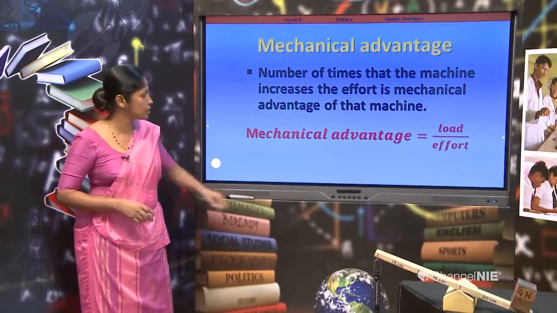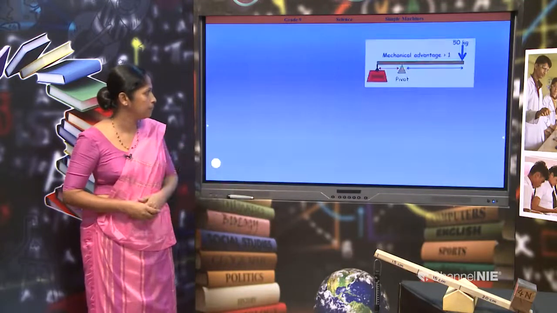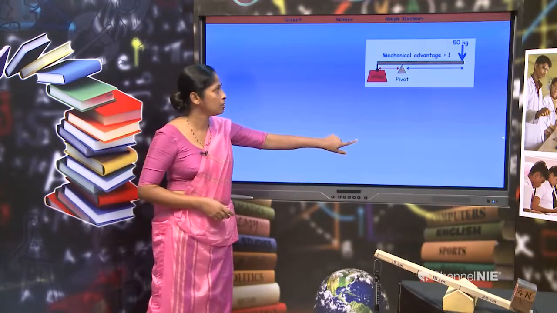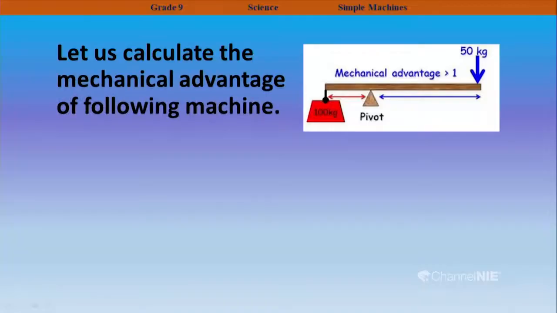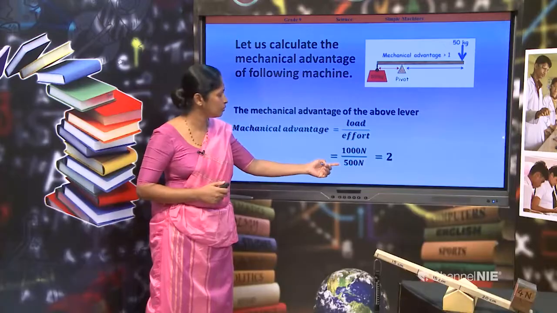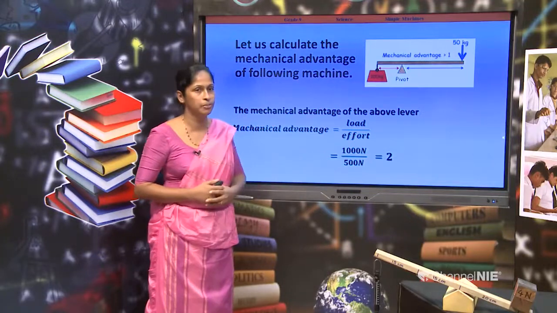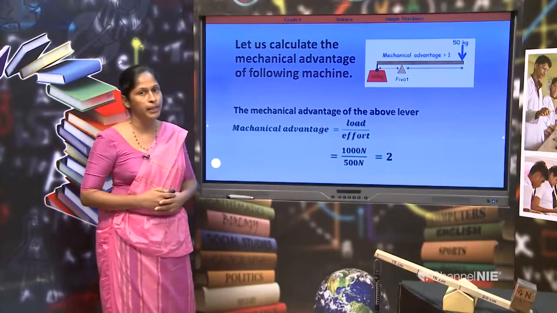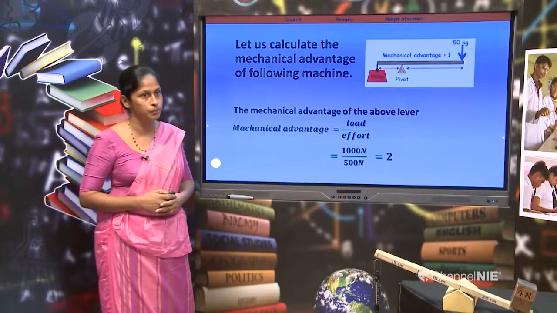Okay. Now, let us do a simple activity. There is a simple machine. Let us calculate the mechanical advantage of this machine. You can see the load to be lifted is 100 kilograms, converted to Newton, 1000 Newton. The force applied is 50 kilograms, converted to Newton, 500 Newton. 1000 divided by 500 is 2. The mechanical advantage of this machine is 2.